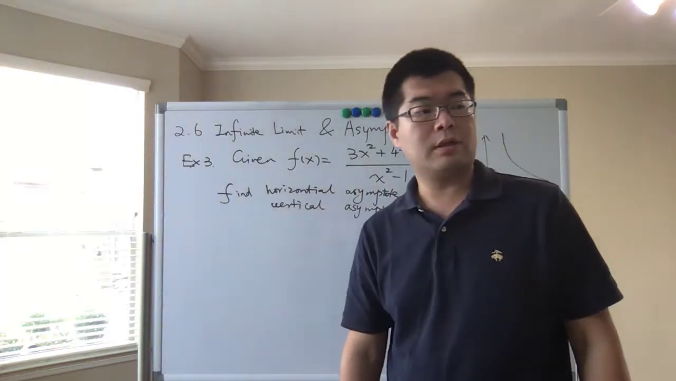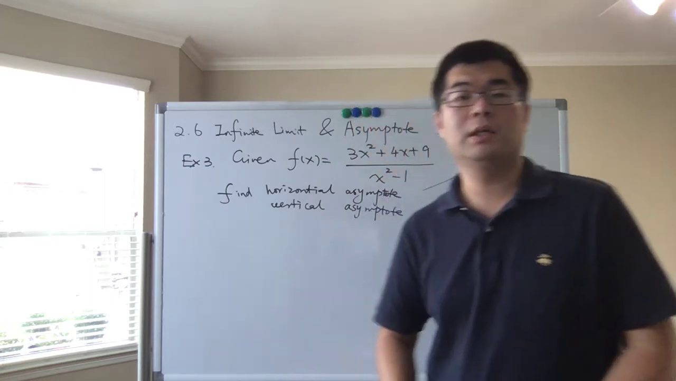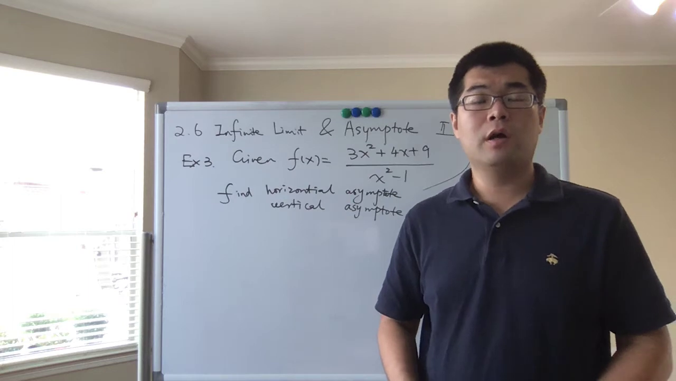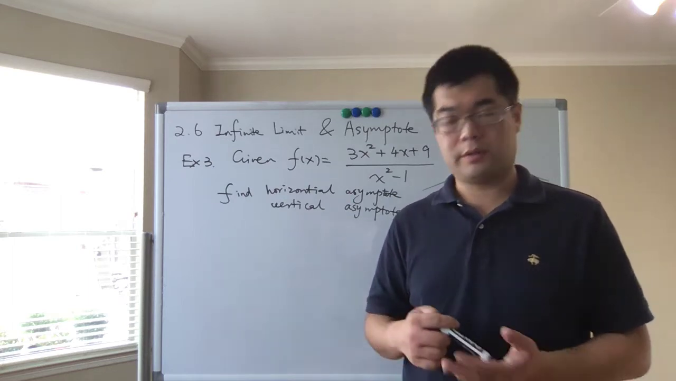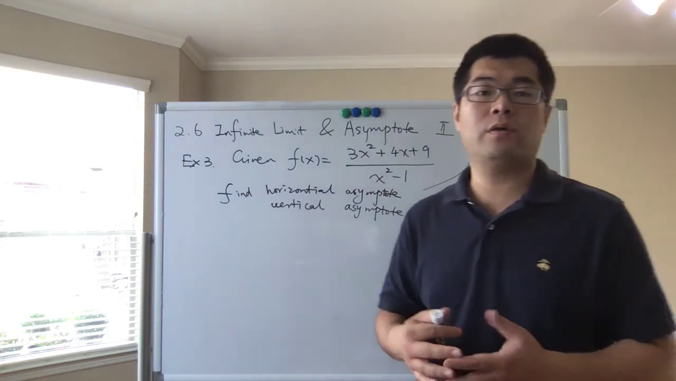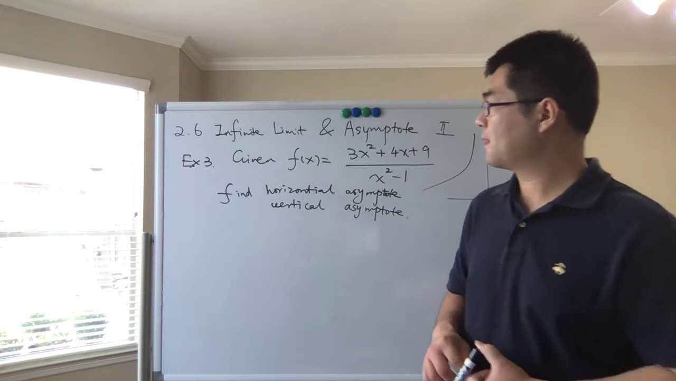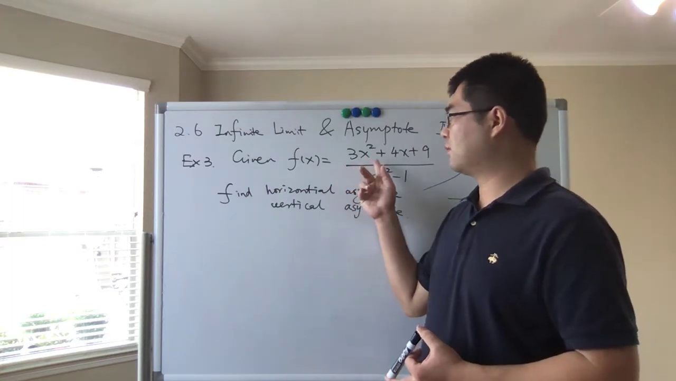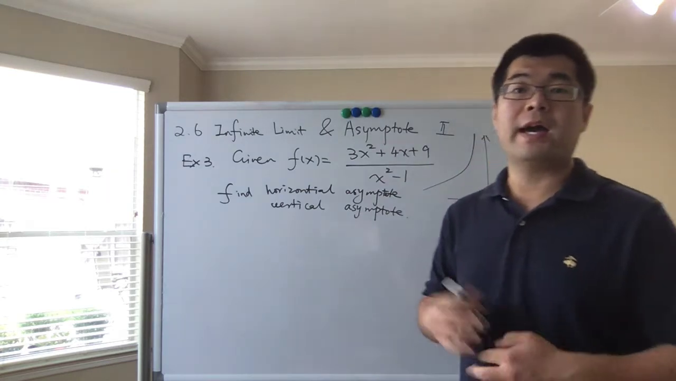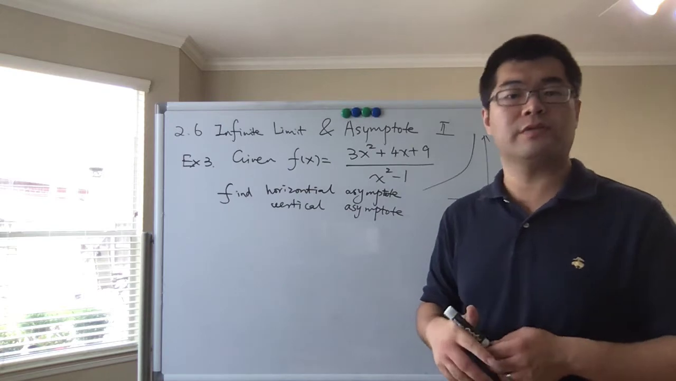All right, so let's continue to 2.6, the limit involved with infinity and the asymptote. So starting with one example here, we discussed what is a horizontal asymptote, what is a vertical asymptote, right? So now let's look at one example here. Given the function f(x) equals (3x squared plus 4x plus 9) over (x squared minus 1), we are asked to figure out what is the horizontal asymptote and what is the vertical asymptote.